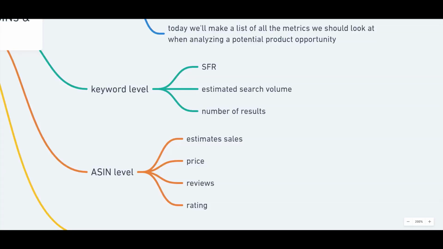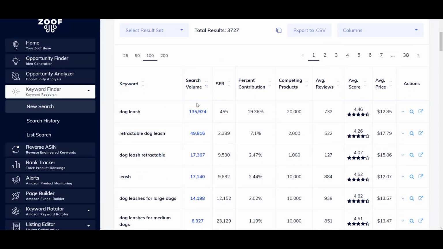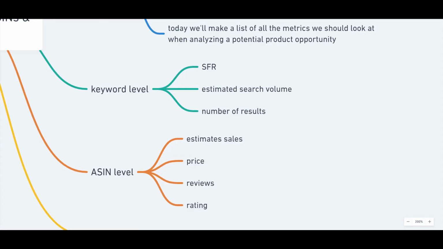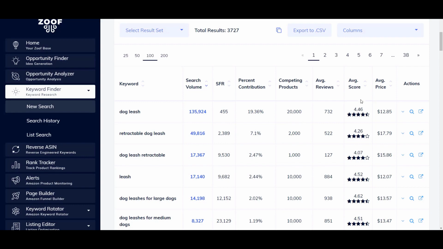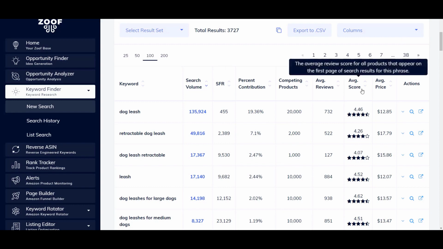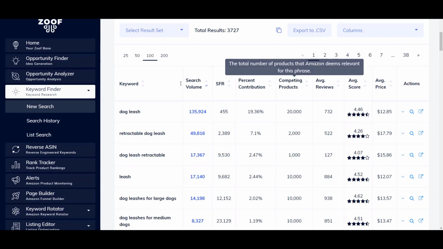And then we have estimated search volume. Various tools will give you different estimates. These are the estimates we have here for search volume from Zoof. And again, if you go in Helium 10 or Jungle Scout, you will find different estimates based on this search frequency rank. And finally, we have number of results. In Zoof, that's called competing products.